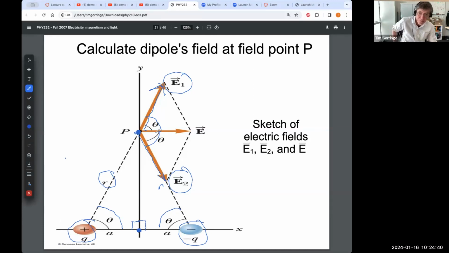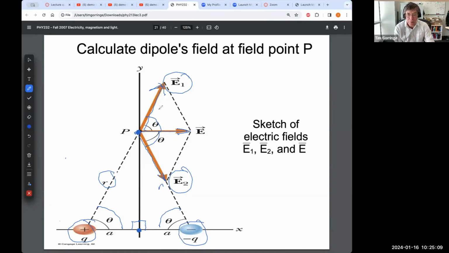It's a good point. Okay, so now we've got the individual fields. I've drawn a vector which is my sketch of the superposition of the two. And look, here's a really interesting thing. E1 was going to the right and up. E2 was going to the right and down. Their to-the-right components add up. I drew that, so the resulting field is to the right.